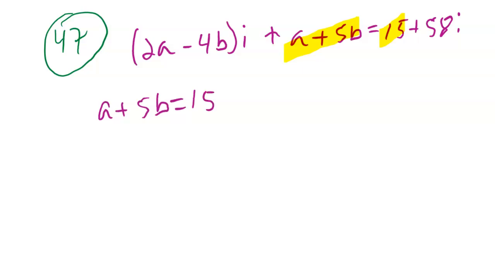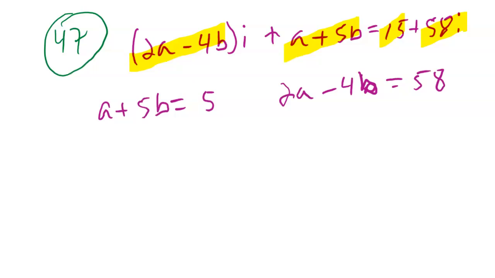And then I set up my second equation. This is the imaginary part, and this is the imaginary part. I'm going to go ahead and get rid of the i's. So just imagine the coefficient, because I could divide both sides by i. But I'm going to have this equation here. 2a minus 4b equals 58. My b's look weird. My 15 looks like an I5. I don't know. Let's see. There we go.